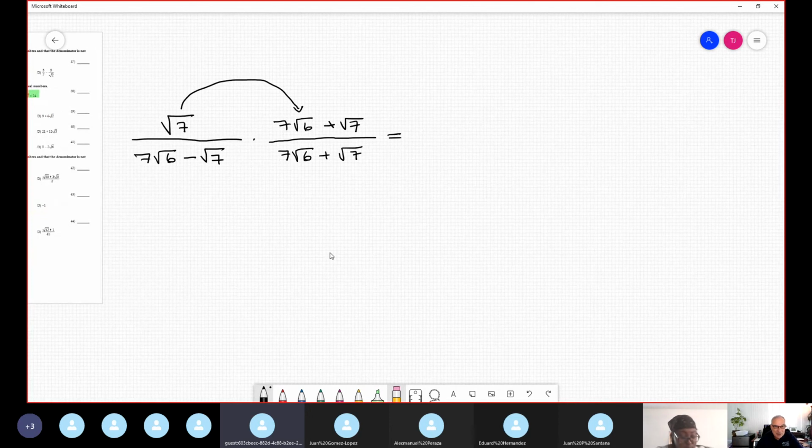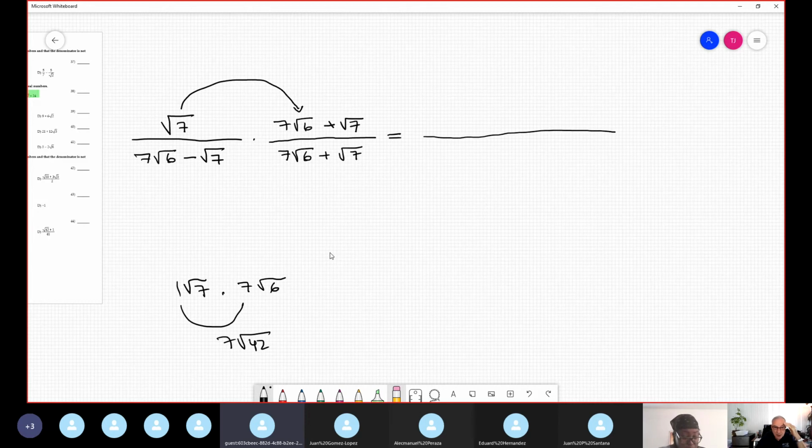Let me try. Radical 7 times 7 radical 6. I consider that the coefficient here is 1, and you multiply: 7 radical 42. We get 42 from 7 times 6. So far in the top we have 7 radical 42, and now multiplying this. Radical 7 times radical 7 is 7. Plus 7, no? Plus 7. Done. I did that.